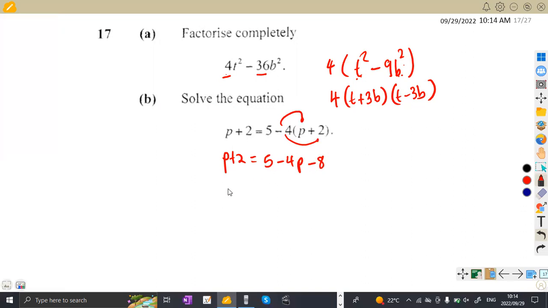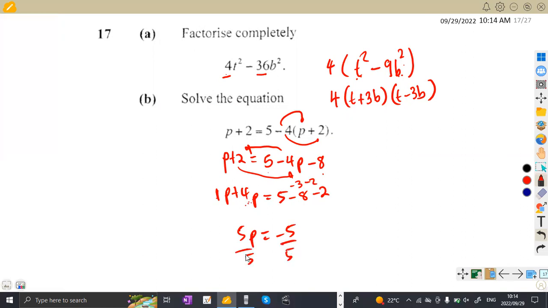From there, you can collect like terms. So you can transpose here, which is going to be p plus 4p is equal to 5 minus 8, which is already here. Transpose the 2 to this side, it's going to be minus 2. So this one is same as 1p, so it's 1 plus 4 here, which is 5p, is equal to 5 minus 8, which is minus 3, minus 2, which is minus 5. So you can divide by 5 both sides. So that means our p is going to be negative 1. Okay, so that is the value of p, which is negative 1.